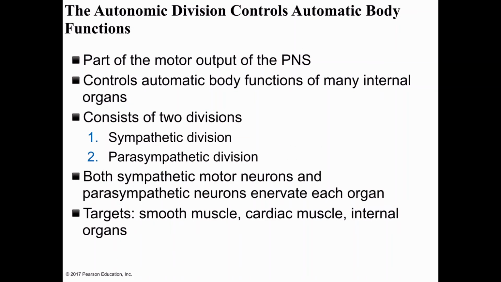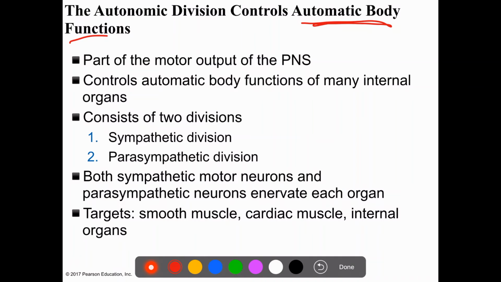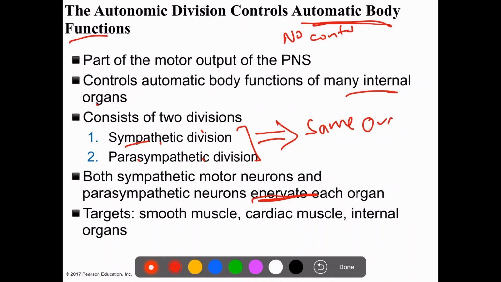So the autonomic division controls the autonomic body functions, the functions that we don't have control over. There is no conscious control over these. These are many internal organs. And this division consists of two subdivisions, sympathetic and parasympathetic. Both sympathetic and parasympathetic motor neurons innervate each organ. So both divisions are targeting the same organs. We are talking, for example, about the stomach, the liver, the heart, and so on. Every one of these organs receives innervation, or receives nerves, from the sympathetic division and the parasympathetic division.